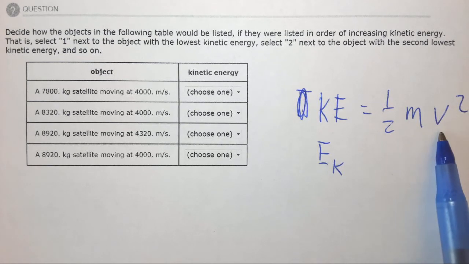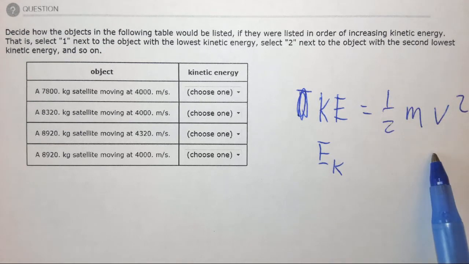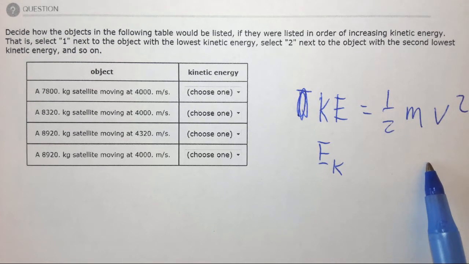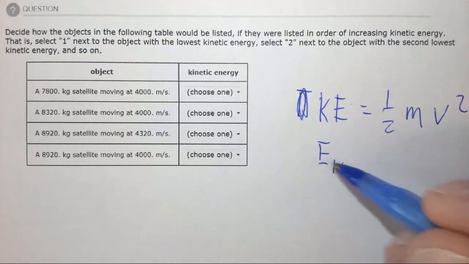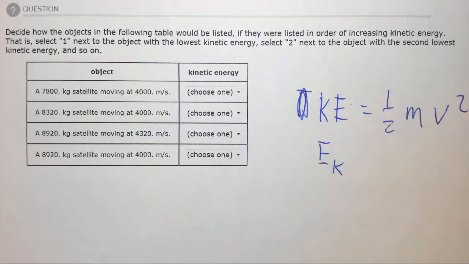A kilogram meter squared per second squared, which is the unit you will get when you do this math, is equal to a joule. And you can either use Ke or E sub k. Both are used depending on the context. Here, though, we don't actually need to do the math.